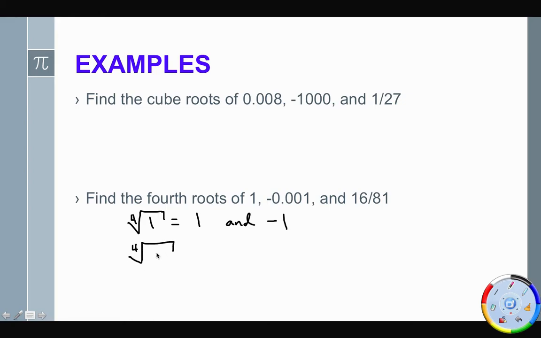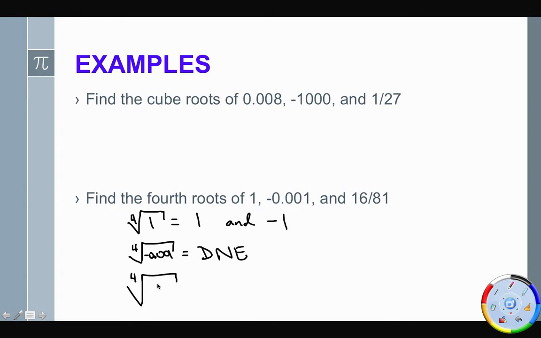If we were to take the fourth root of negative 0.001, if we remember, the last page says we're not allowed to take the even root of a negative number, so this does not exist. DNE means does not exist, and that's really all you have to write for that one. There's no answer to this question.